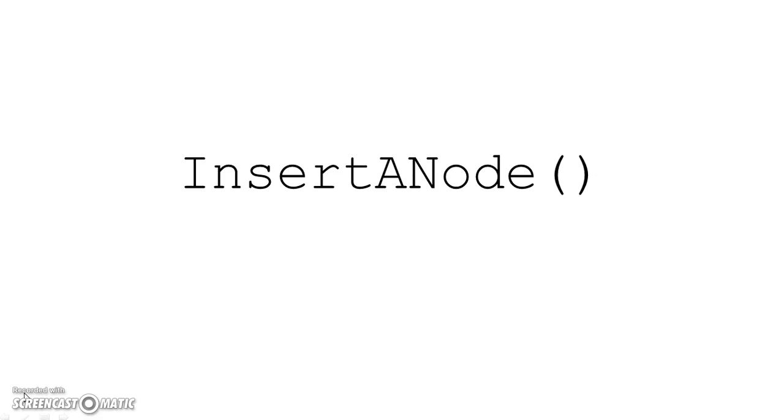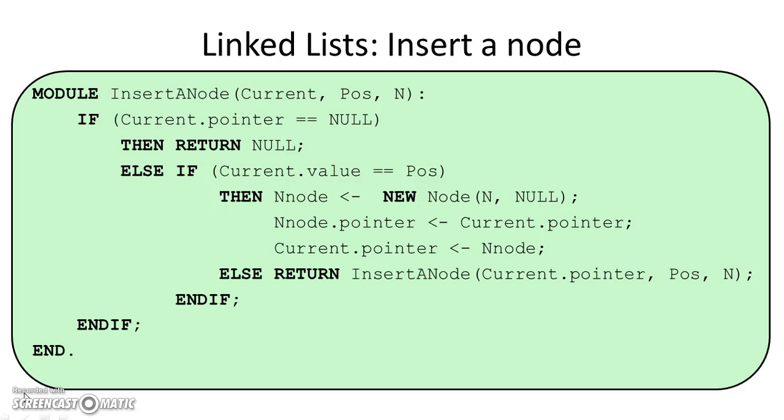How do we insert a node recursively? Inserting a node is quite simple. We take a pointer, the position we want to insert at, and the value. If by any chance the current pointer is pointing to null, then we return we've reached the end of the list. Otherwise, if we've found the position we're looking for, then we create a new node, and the new node's pointer points to whatever current points to, and the current pointer points to the new node. Else we just keep calling that, not with current though, with current.pointer, so we traverse the whole list.